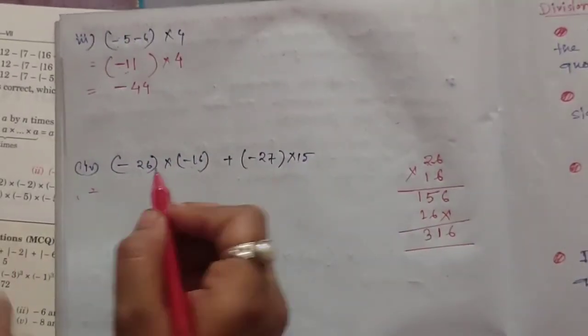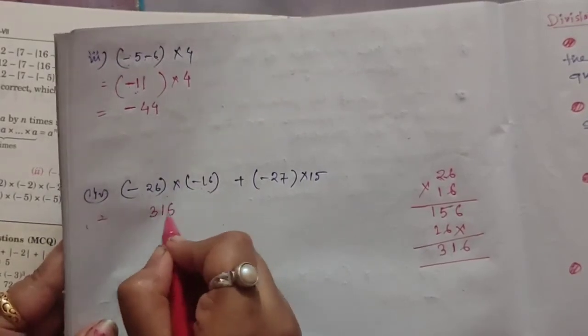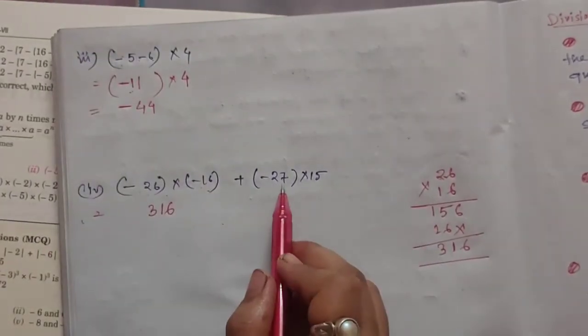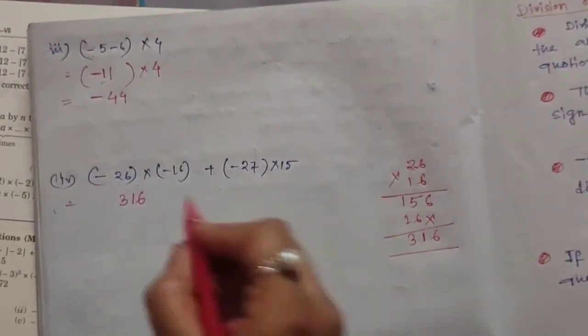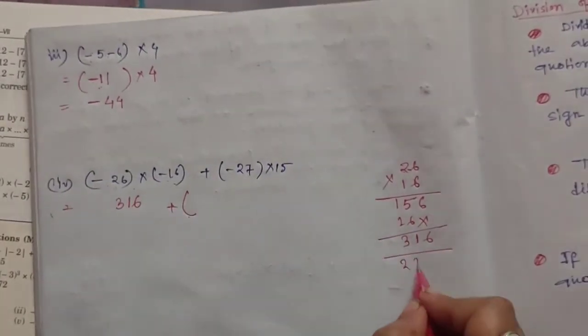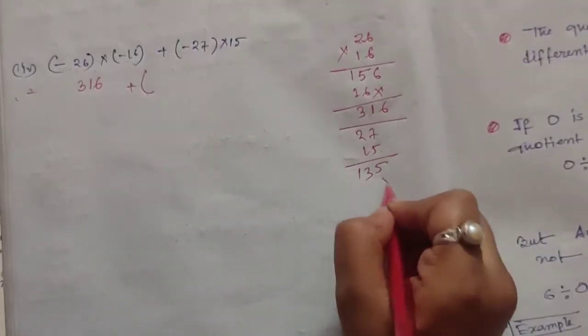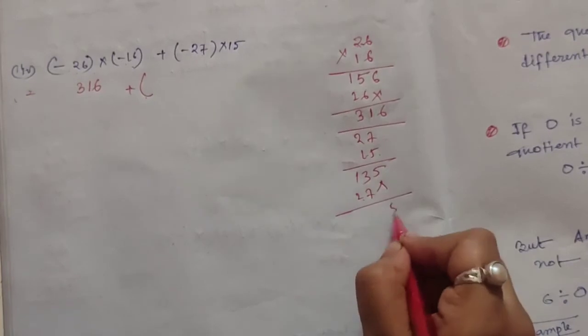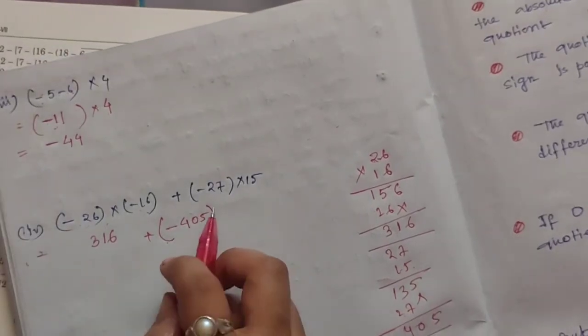So the result is 416. And these two integers are of the same sign, so plus 416 will be here. And then minus 27 multiplied by 15. 27 multiplied by 15 gives 405. So minus 405 will be here.